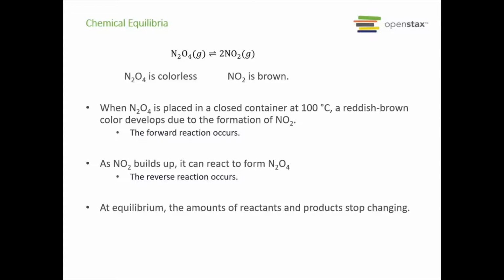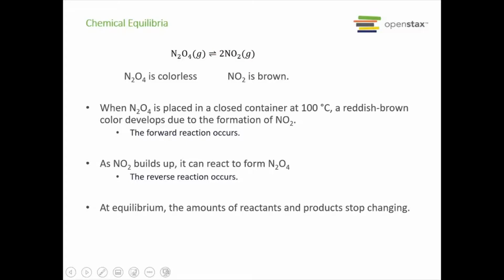So with this reaction, N2O4 is a colorless gas, whereas NO2 is brown. So if you were to take a container and put N2O4 in it, close it, and heat it up to 100 degrees Celsius, you would notice that a reddish brown color starts to develop, and this is because NO2 starts forming. So this is the forward reaction. That's what this top half arrow represents.